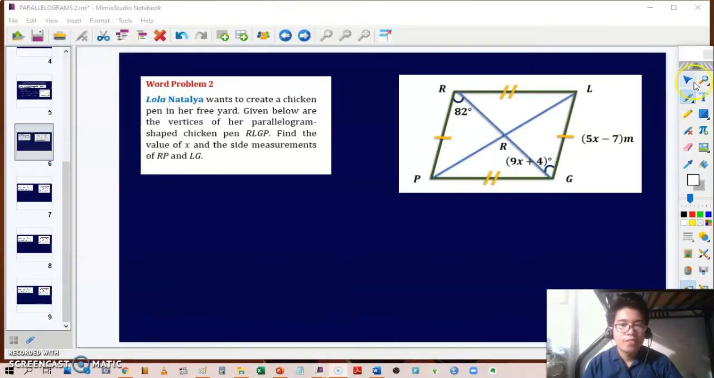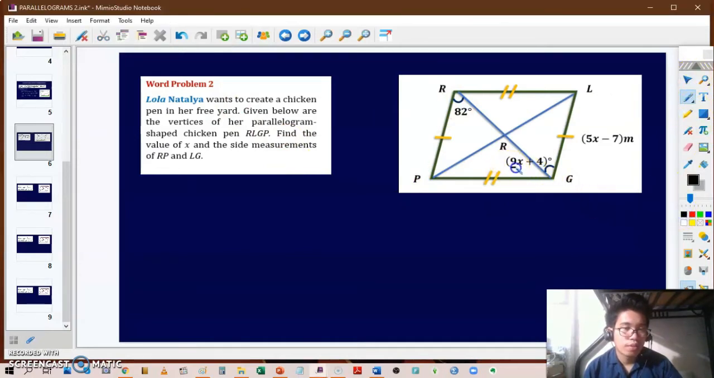Okay, so we have here our second problem for parallelograms. Word problem number 2. Lola Natalia wants to create a chicken pen in her free yard. Given below are the vertices of the parallelogram-shaped chicken pen, which has 4 vertices: R, L, G, and P. Find the value of x. So we need to find the value of x first.